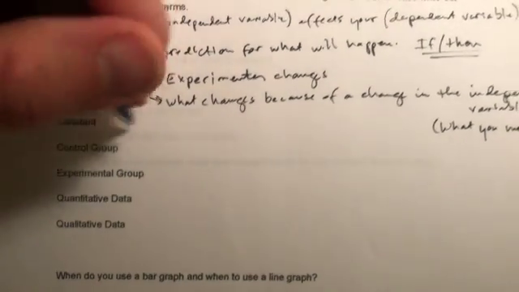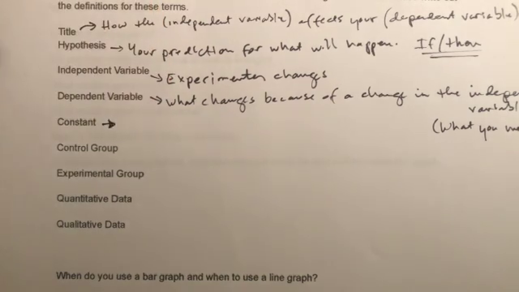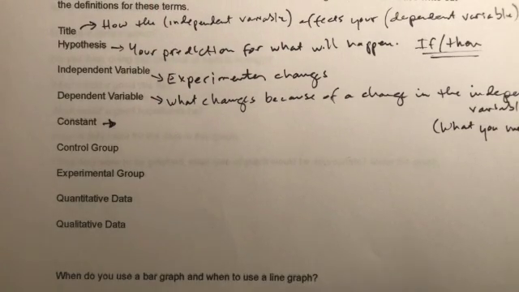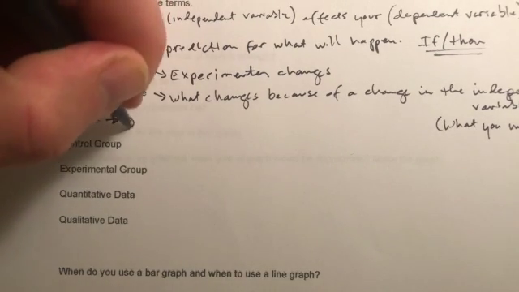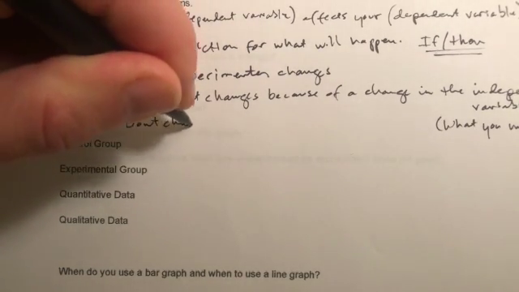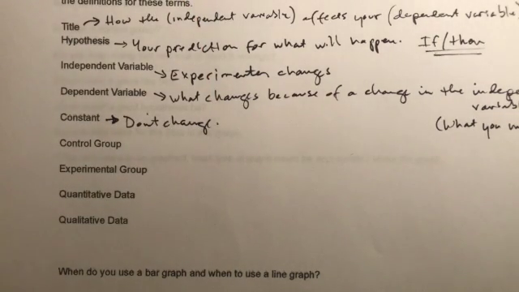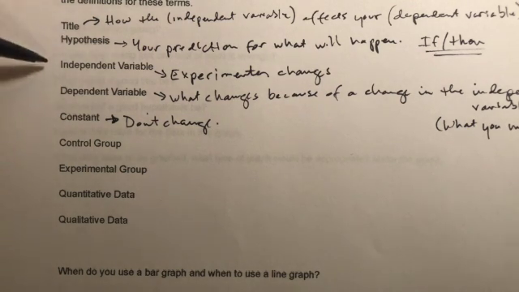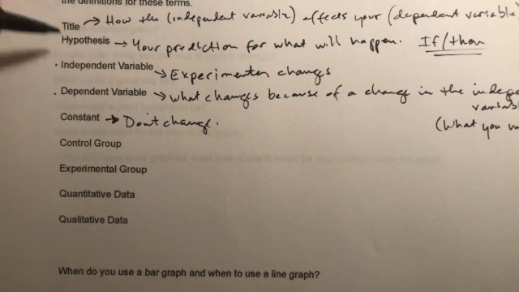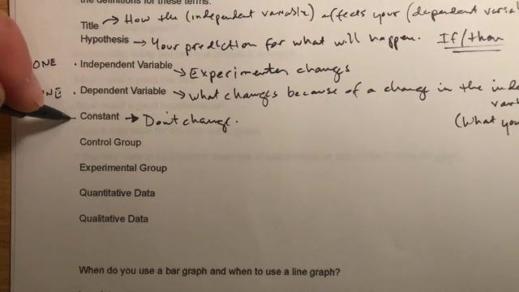All right, constants. These are the opposite of variables. Constants don't change. Remember, in a lab, almost every material or every part of the environment around that experiment doesn't change. The only things that can change are the independent variable and the dependent variable, and you can only have one of each of these, but you can have a lot of constants.